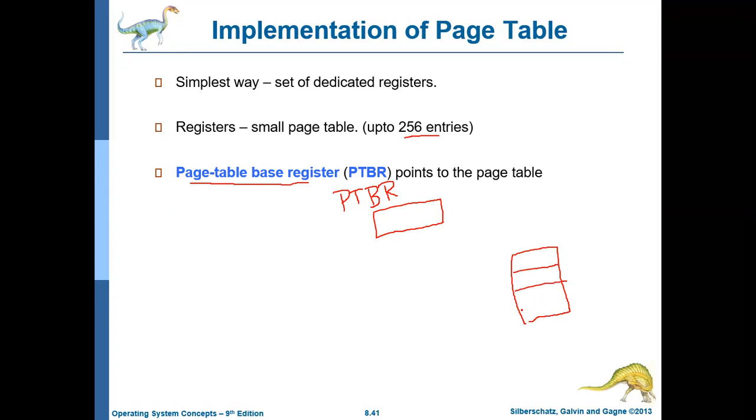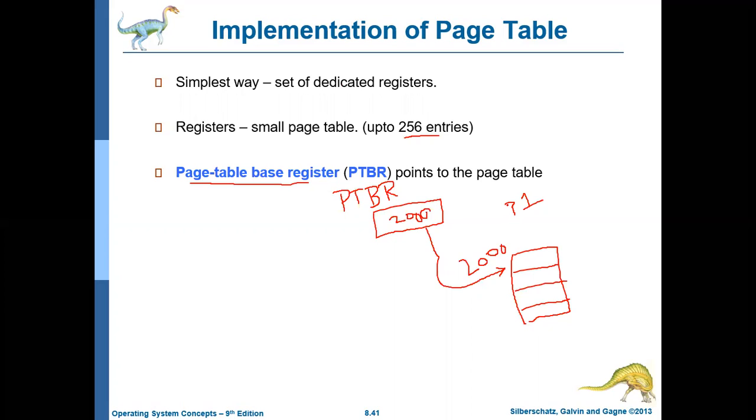And whatever the starting address of the page table, say this is the page table for process 1. Say its starting address is 2000. Okay. So currently if process 1 is executing, then 2000 will be stored here. It means that the page table is starting at location 2000. Okay. So with this, the CPU knows where the page table is located.